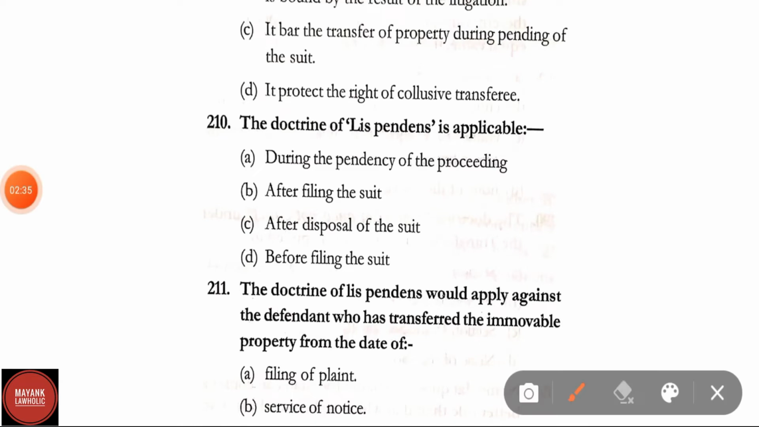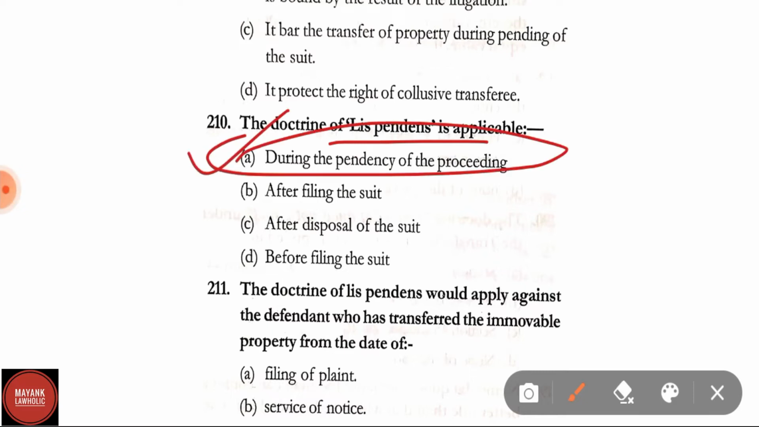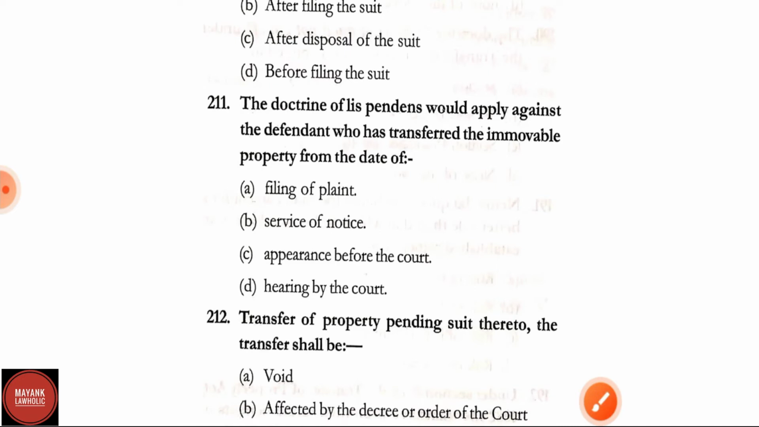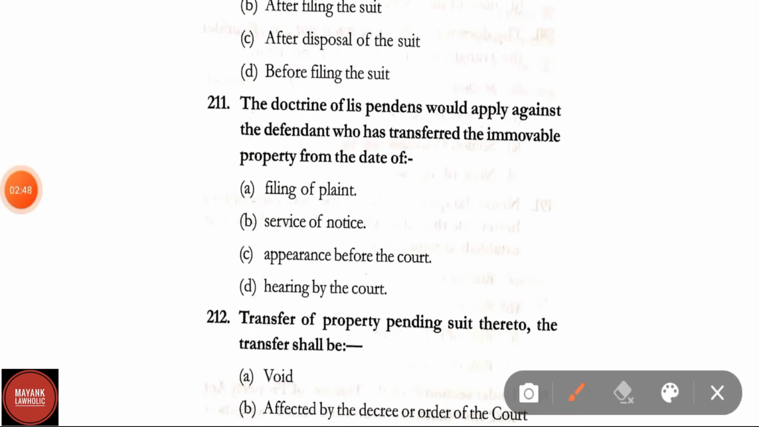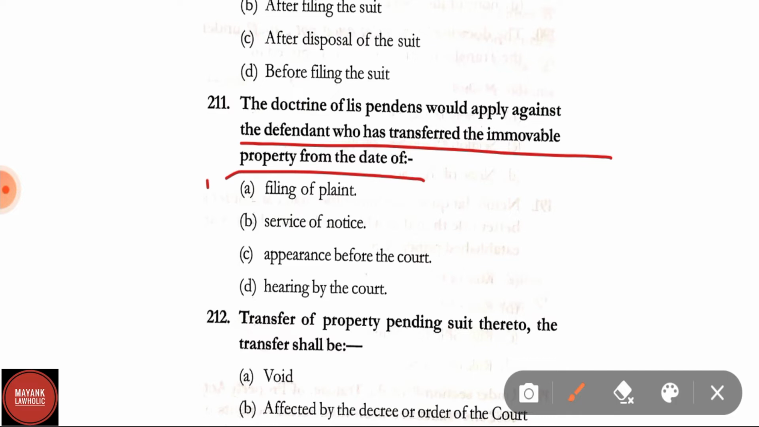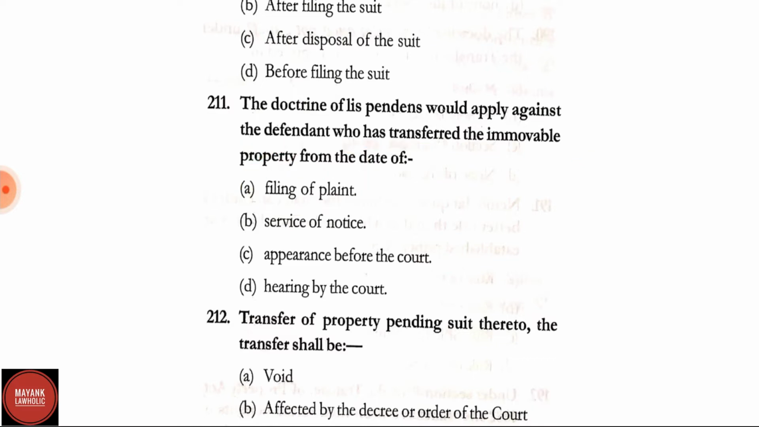Question number 210. The doctrine of lis pendens is applicable during the pendency of the suit, after filing the suit, after disposal of the suit, before filing of the suit. Correct answer is option A, that is during the pendency of the proceeding. Question number 211. The doctrine of lis pendens would apply against the defendant who has transferred the immovable property from the date of filing of the plaint, service of notice, appearance before the court, hearing of the court. Correct answer is option A, that is filing of plaint.